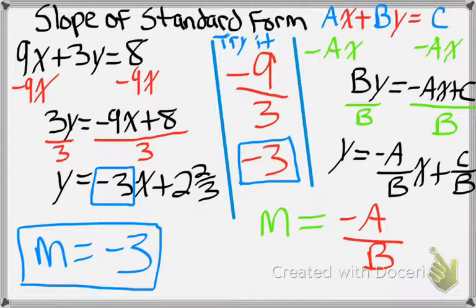I think you'll agree the shortcut is your best friend. So that's what I want you to have. I want to make sure you have the shortcut. This is the meat of what we're doing when finding the slope of standard form. It saves you a lot of time.